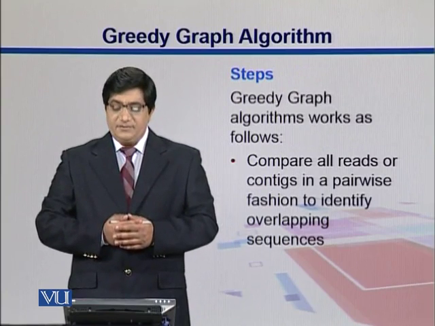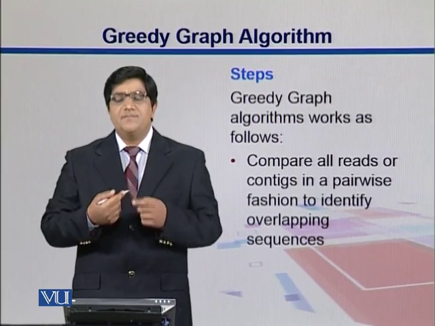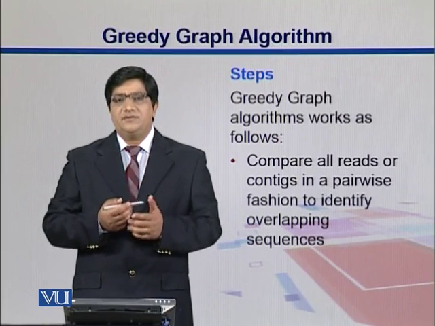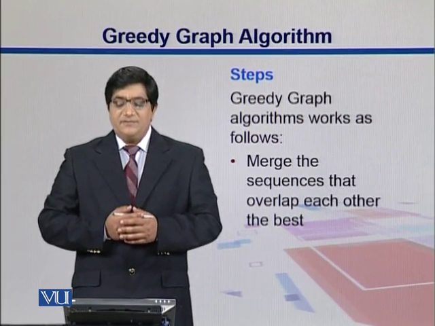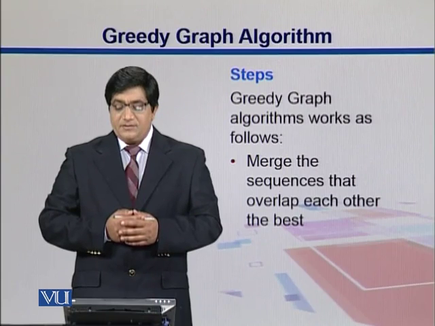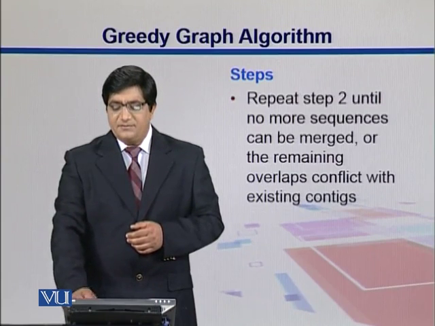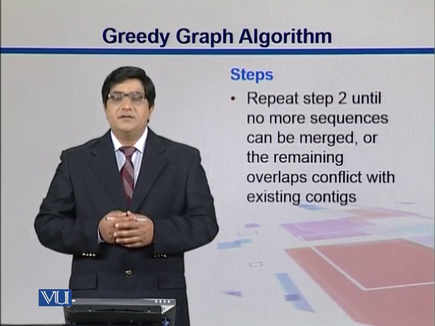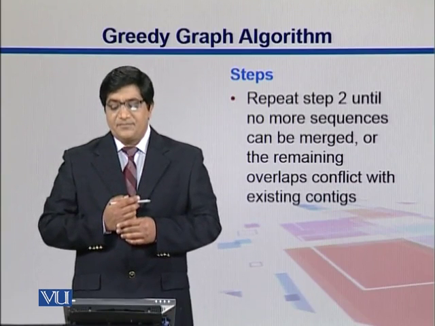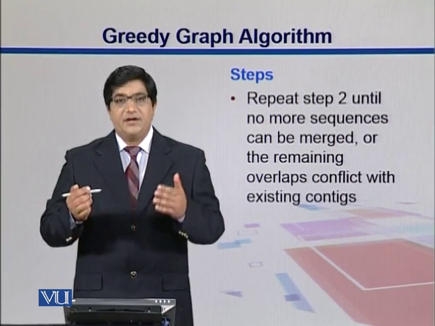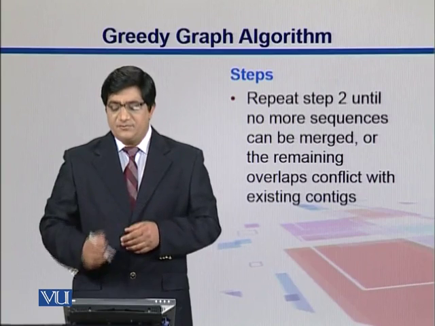we compare all reads and/or contigs in a pairwise fashion. So all reads with one another, align them, and then towards the ends of those reads, you will find the overlaps. So you merge the sequences with one another so that they overlap with each other, and this overlapping is the best. And you keep on repeating this process until you find no more overlaps, or until you find the best overlaps, and then you can put those reads which are overlapping with one another into the shape of those contigs.